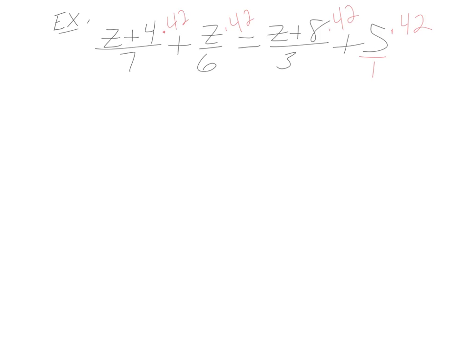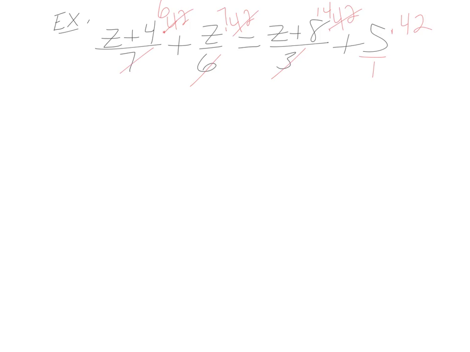So what this does is it allows the denominators to divide into the 42 so that I won't have any fractions. When I divide 7 into 42, that leaves me with 6. When I divide 6 into 42, I have 7. On the other side, 3 into 42 is 14. And then 1 into 42 at the end just leaves 42.